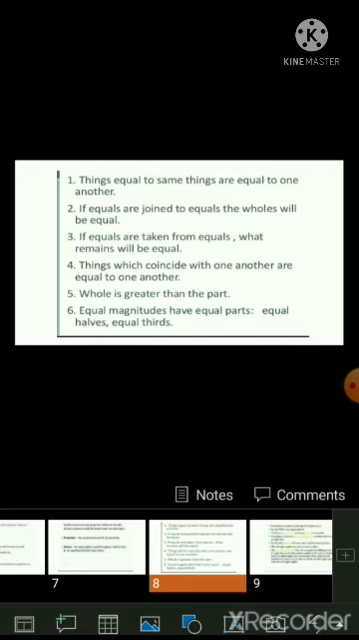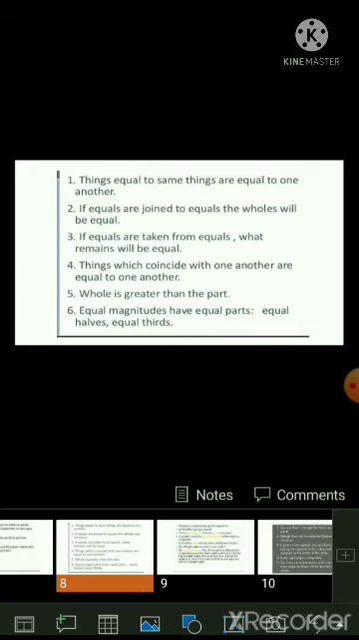Then next, things which coincide with one another are equal to one another. The whole is greater than the part. Equal magnitudes have equal doubles, equal halves, and equal thirds. So these are all the axioms.